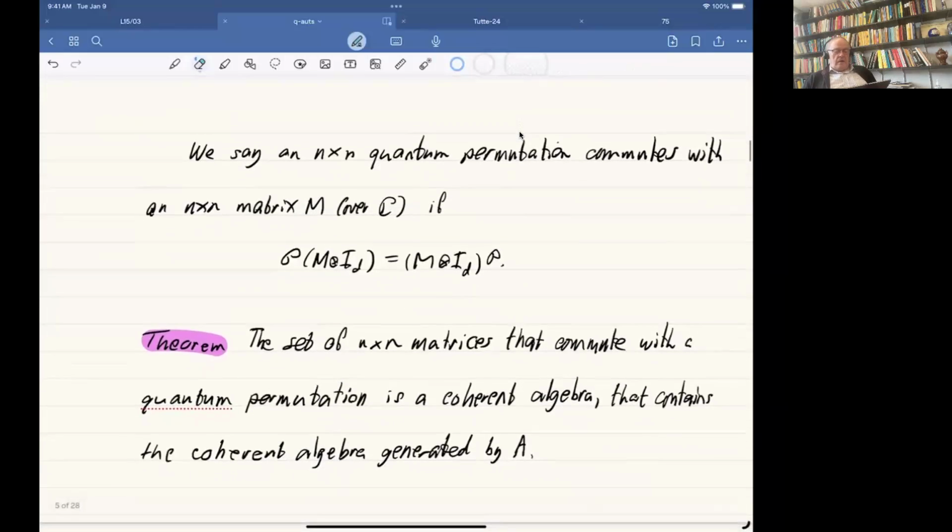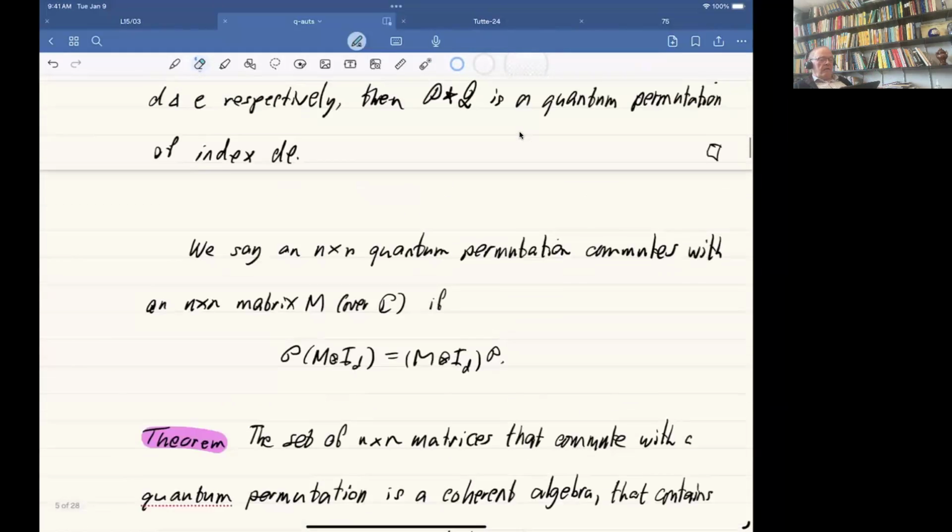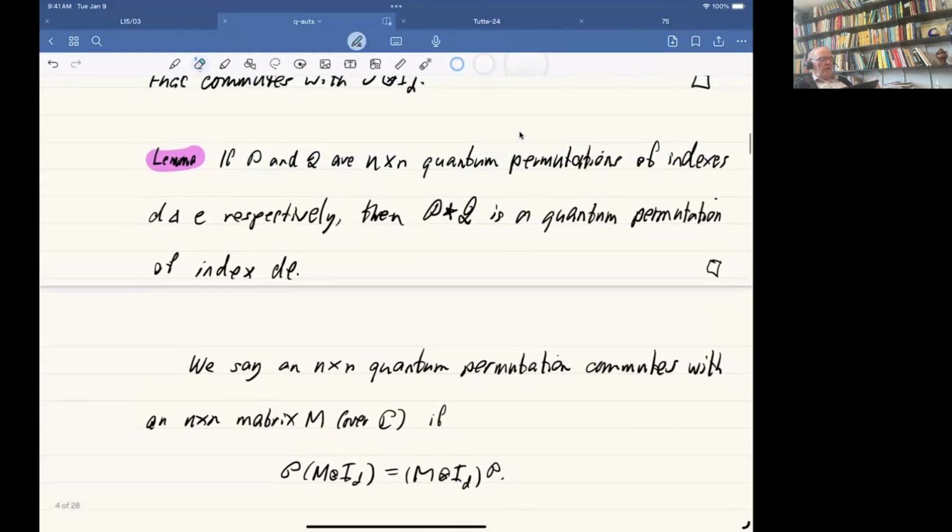The other comment is that the matrices that commute with a quantum permutation form a coherent algebra. Now we're proving that shortly. So if P and Q are quantum permutations with indexes d and e respectively, then their coproduct is a quantum permutation of index de, and their sum is a quantum permutation of index d plus e. And again, I'm making that an exercise.